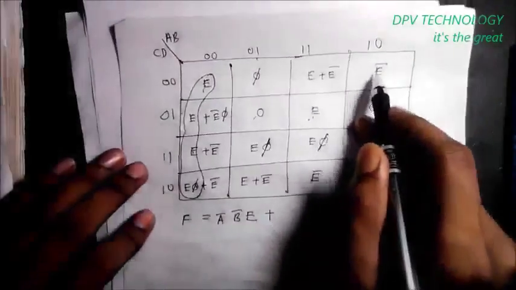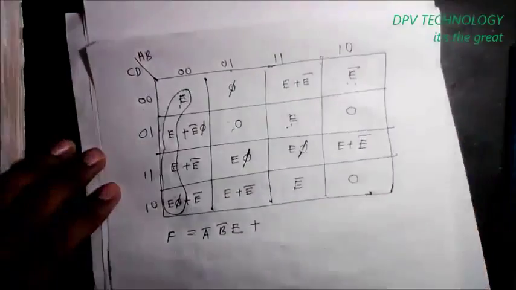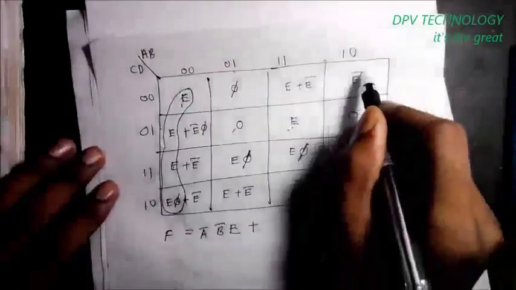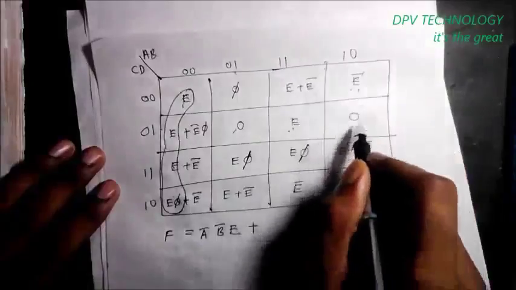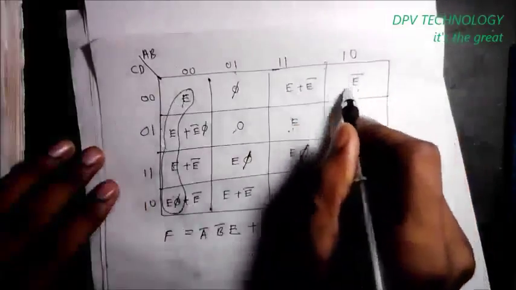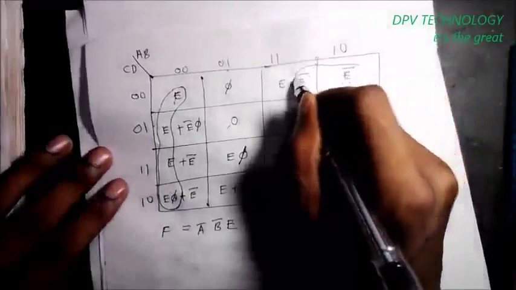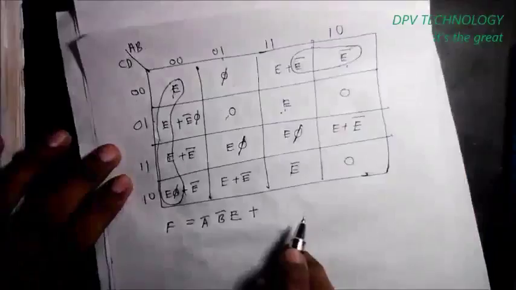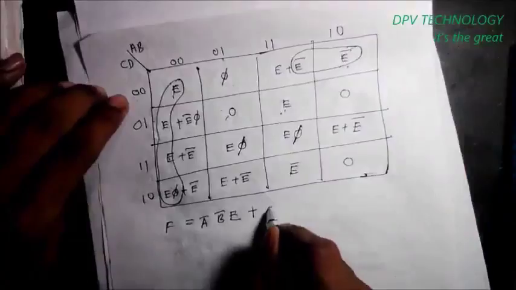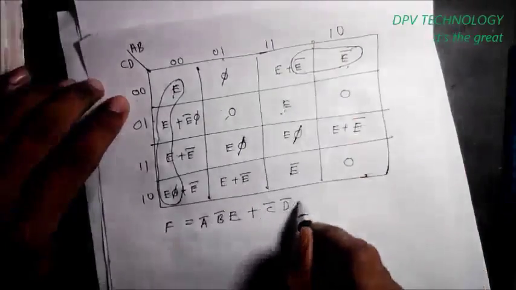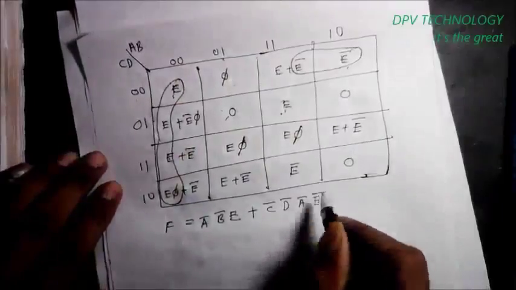Now come to the second MAV here. Here we can cover this E with this E bar, this E bar with this E bar, and no other possibility. We cannot cover this with this because it is E, but it is E bar. So only possibility is this. From here we can get one value here. This will be C bar, D bar and this is A. C bar, D bar, E bar, A bar and E bar.